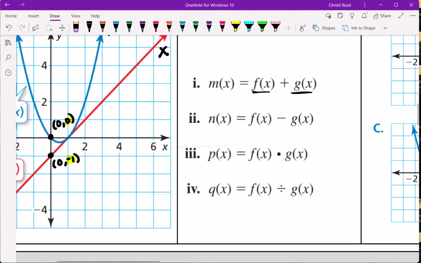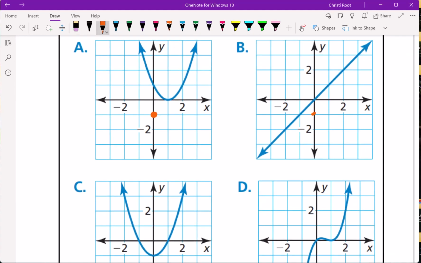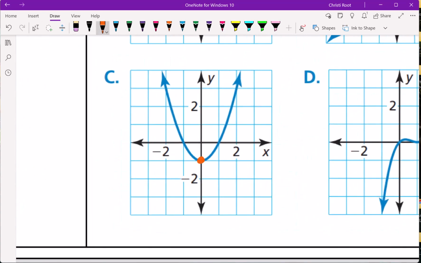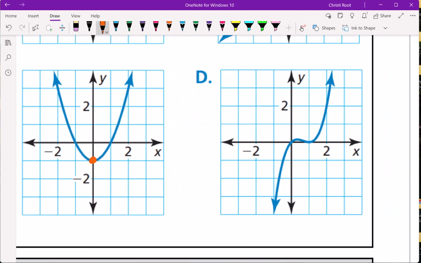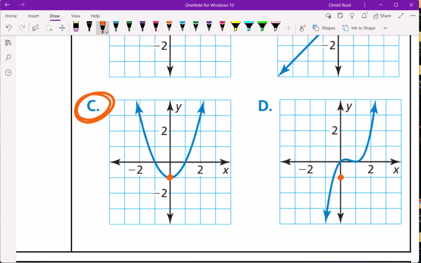Now let's look over here at our choices. Do I have 0, negative 1 here? Nope. Is it here? Nope. What about here? Yes. And then what about here? No. So that one's actually pretty quick. So I know that it's going to be C.